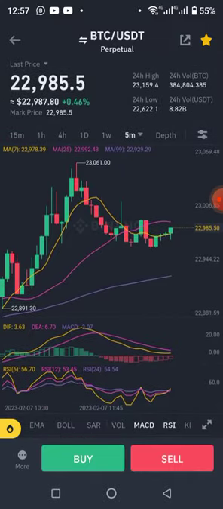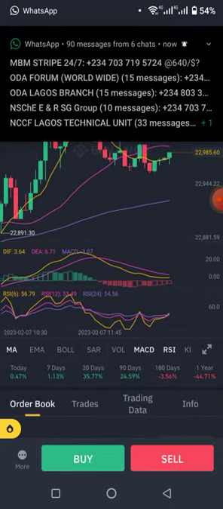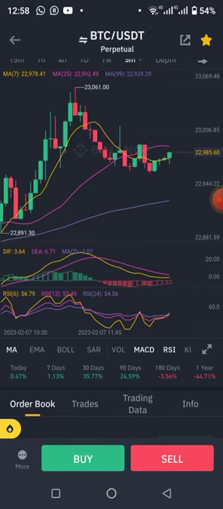For day traders, those who take profit in the same day, we use a time frame from 1 to 5 minutes, advisable at most 1 hour, but I recommend using 1, 2, 3 or 5 minutes, at most 15 minutes. You can see down here we have MA on, that's moving average, then we have MACD and RSI. So I'll be showing you how to use MACD and RSI.